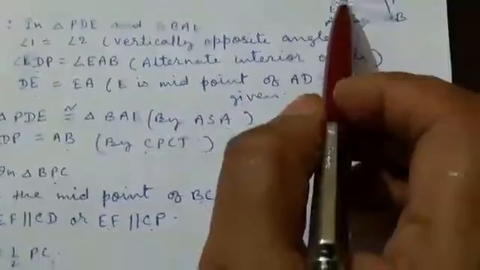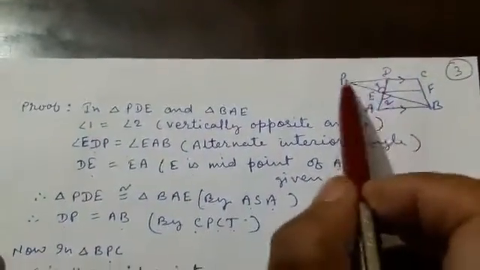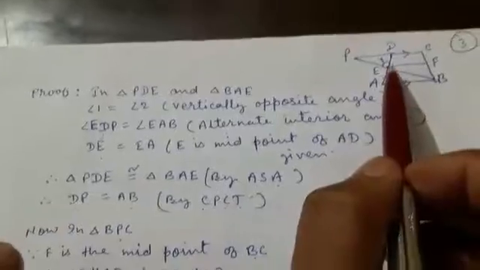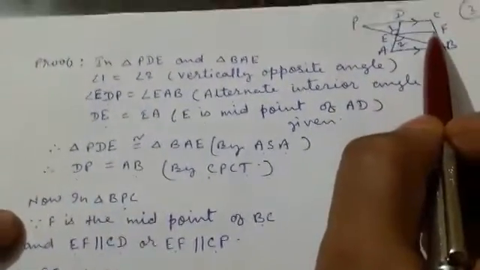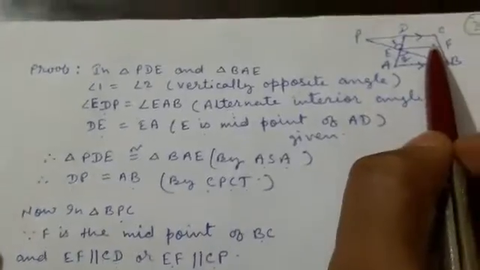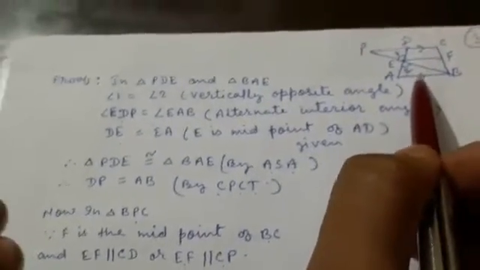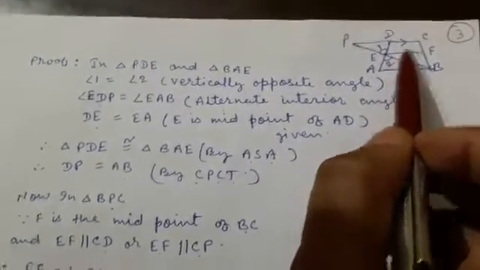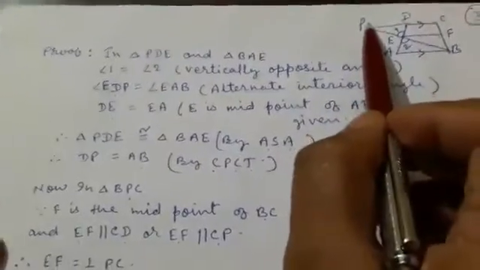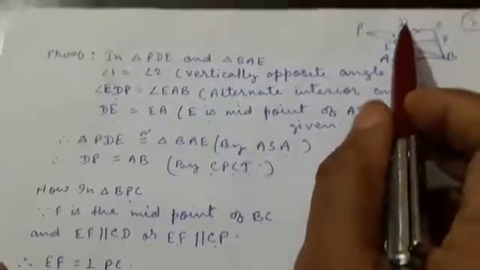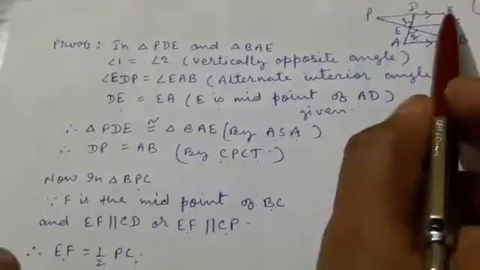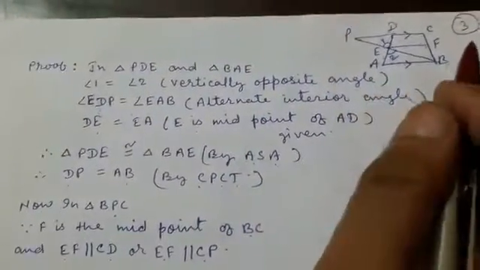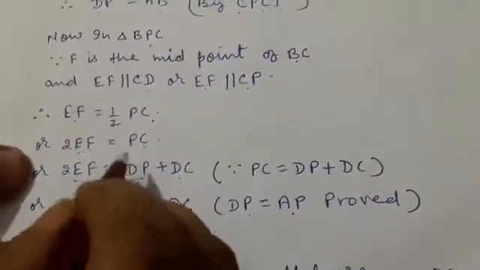Now in triangle BPC, we have seen that F is the midpoint of BC, it is already given, and EF is parallel to CD, this is also given, and EF is parallel to CP also. So EF is equal to half of PC by the midpoint theorem. By cross multiplication, it will become 2EF is equal to PC.